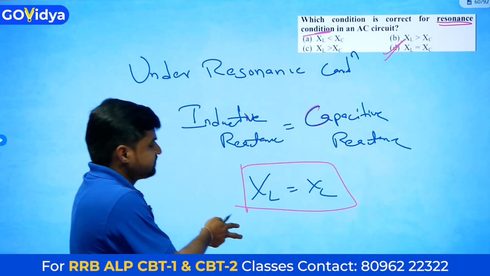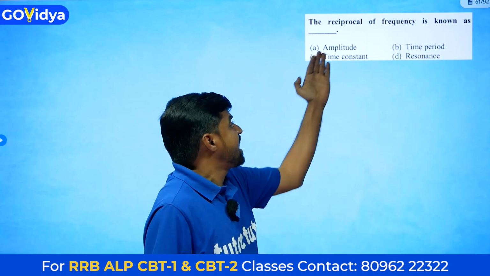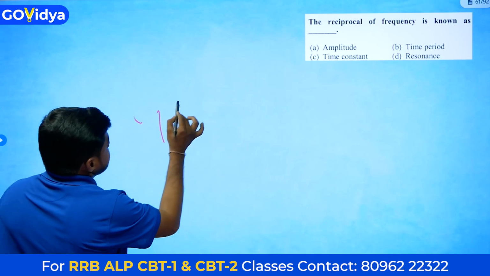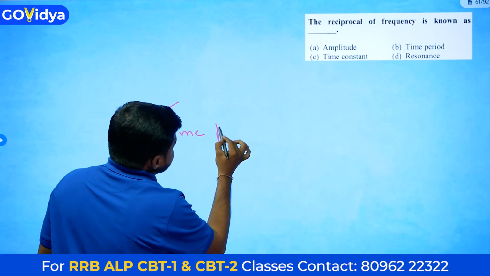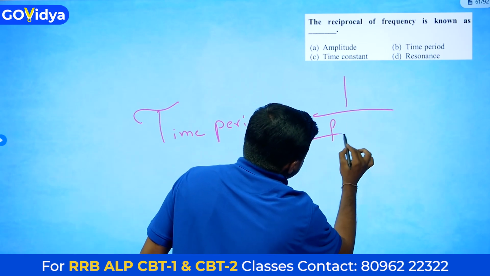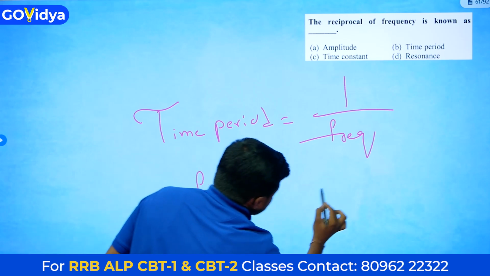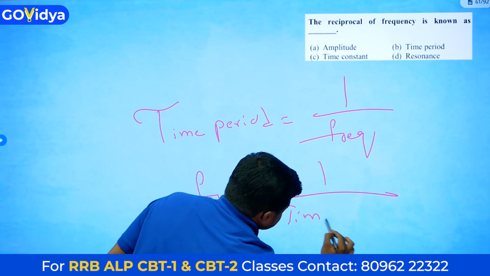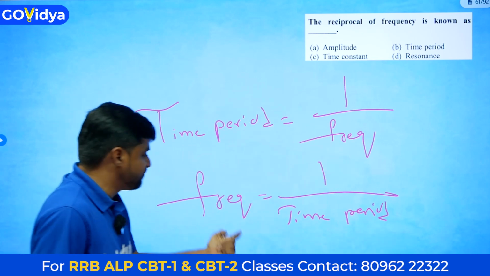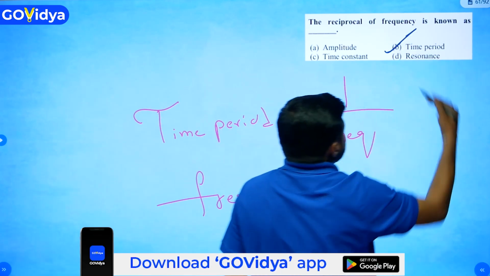Okay. Next question. The reciprocal of frequency is known as: amplitude, time period, time constant or resonance. Time period is equal to 1 by frequency. Another way, frequency is equal to 1 by time period. The time period is the reciprocal of frequency, and frequency is the reciprocal of time period. From the options, option B is the correct answer.